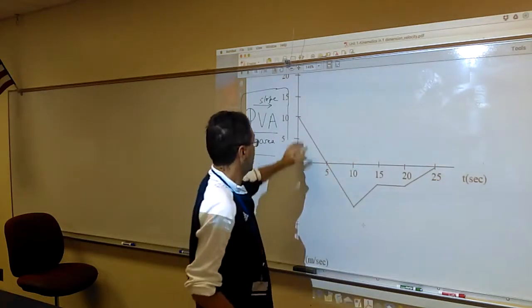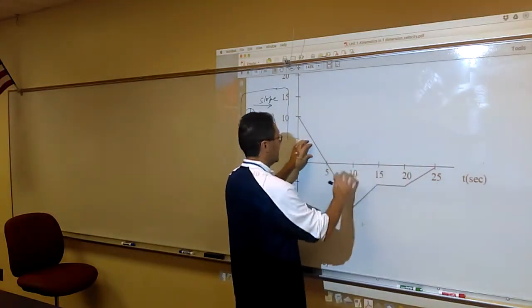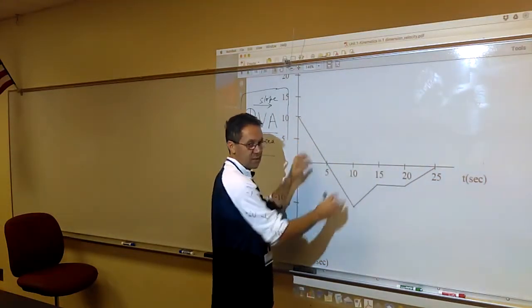So for the displacement, you just have to find the area down here between 5 and 25. This has to be looked at as a negative.